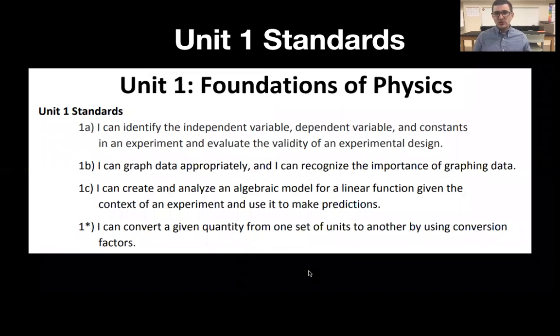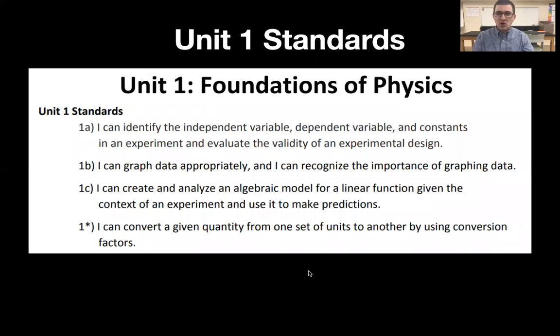So now let's talk about the Unit 1 standards. These are the things that we've learned in Unit 1, and they are going to form the foundation of the test. So 1A has to do with fair tests and some vocabulary around fair tests. 1B has to do with graphing, including lines of best fit. 1C has to do with analyzing graphs, specifically equations and predictions.